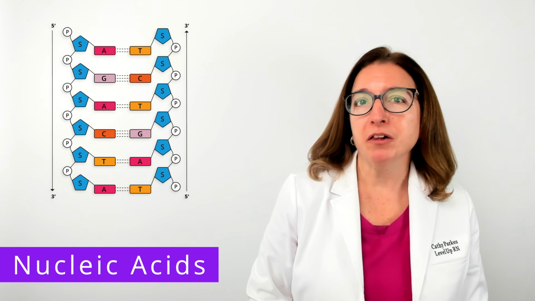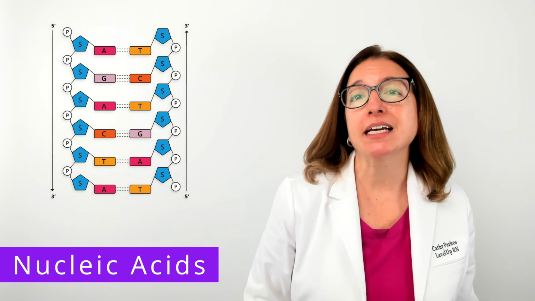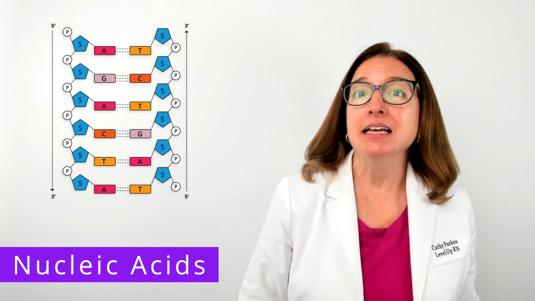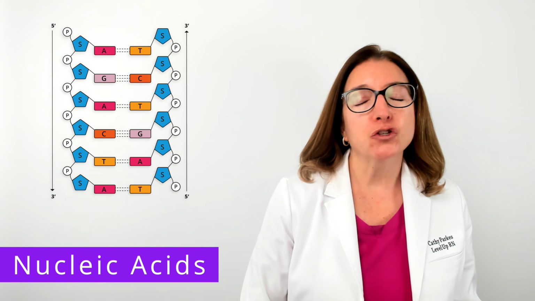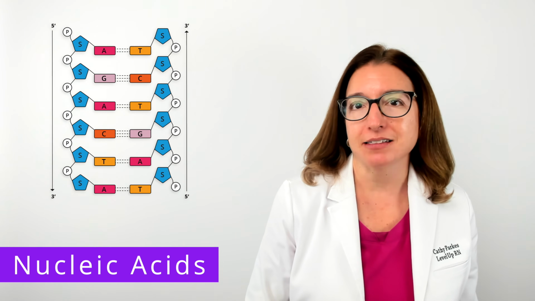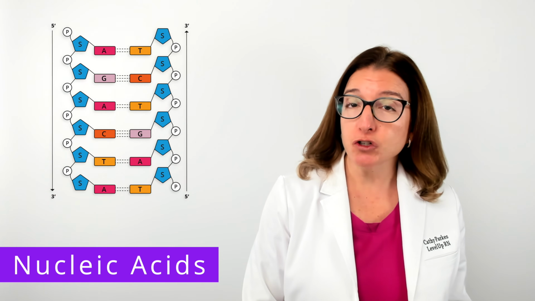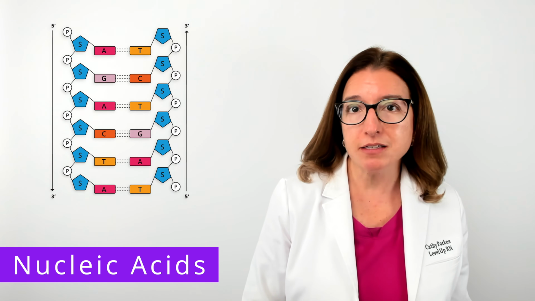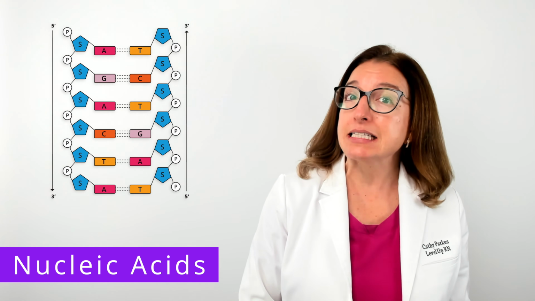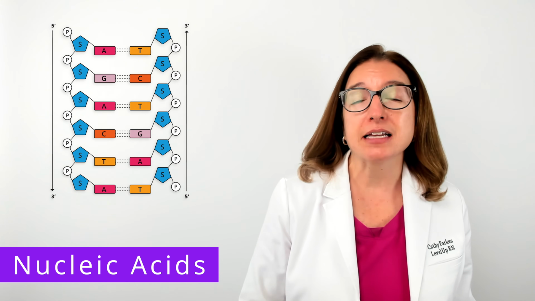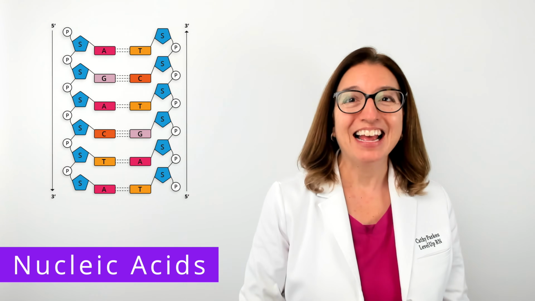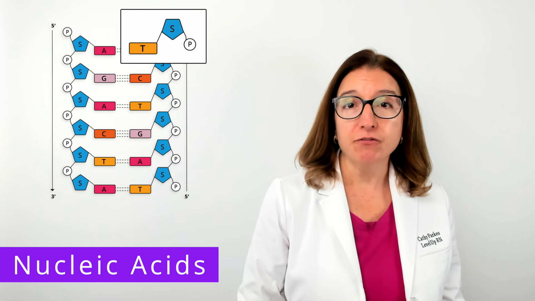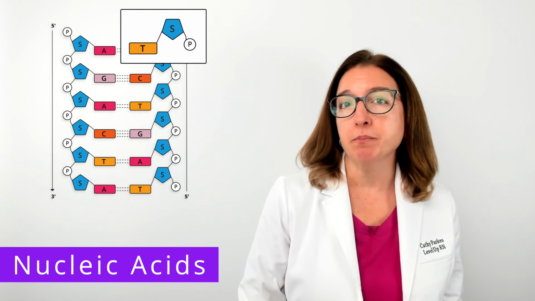The last macromolecule that we're going to talk about are nucleic acids, which are composed of long chains of nucleotides. DNA and RNA are the two key types of nucleic acids. DNA is a double-stranded molecule that serves as the genetic material for all living organisms, and RNA is a single-stranded molecule that is essential in protein synthesis. Each nucleotide consists of a 5-carbon sugar, a phosphate group, and a nitrogenous base.